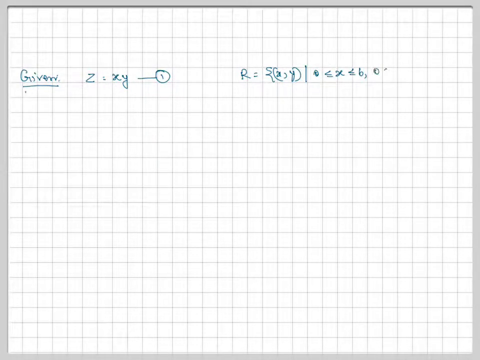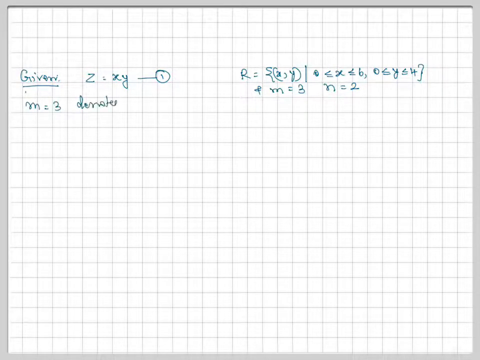So given z equal to xy, or f of x comma y equal to xy, and the region R is all those xy's such that 0 is less than or equal to x less than or equal to 6, and y lies between 0 and 4. We are given m equal to 3 and n equal to 2, or in other words, the number of subintervals on the x-axis is 3, the number of subintervals on the y-axis is 2. So that way we get 6 subrectangles.